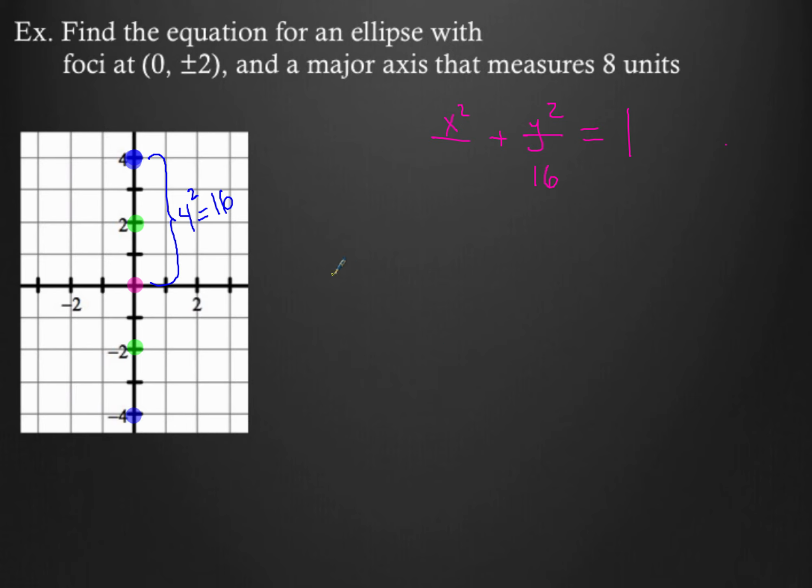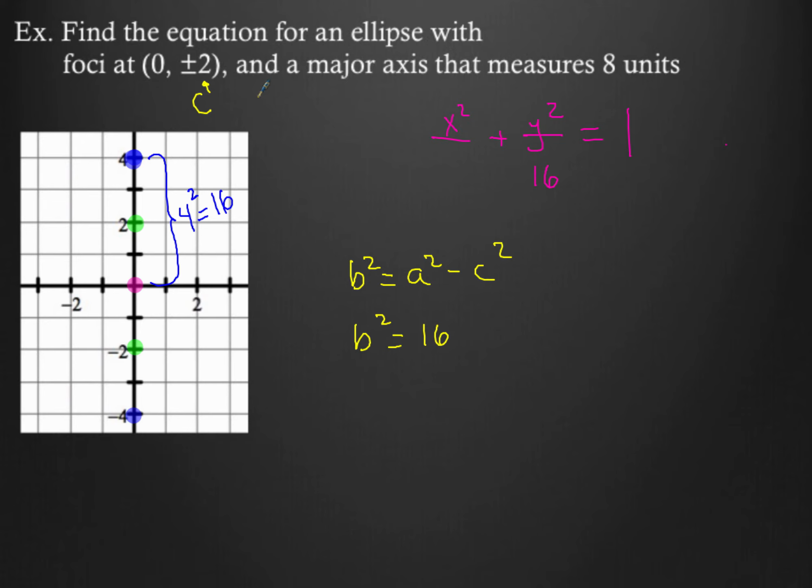Alright, so let me write my little formula here. b squared equals a squared minus c squared. I still don't know what b squared is yet, but a squared I know has a value of 16. Now for c, remember your foci give you the value of c, and I know that one of my foci is at 0, plus 2 or 0, minus 2.